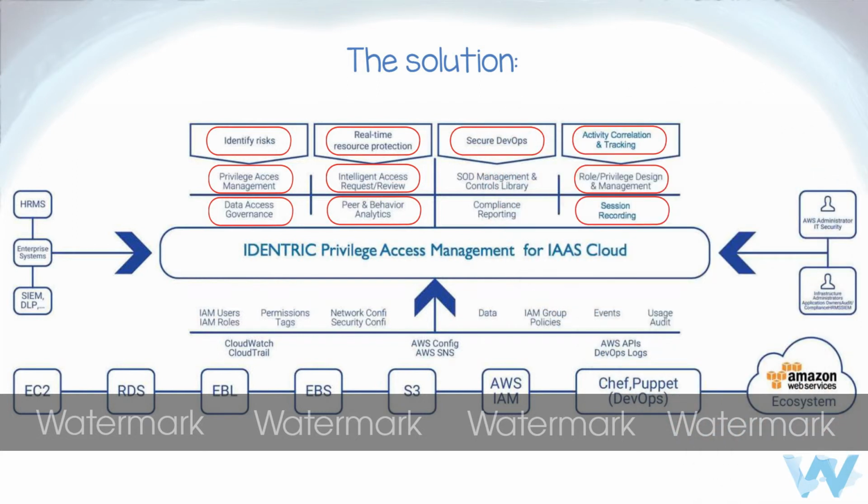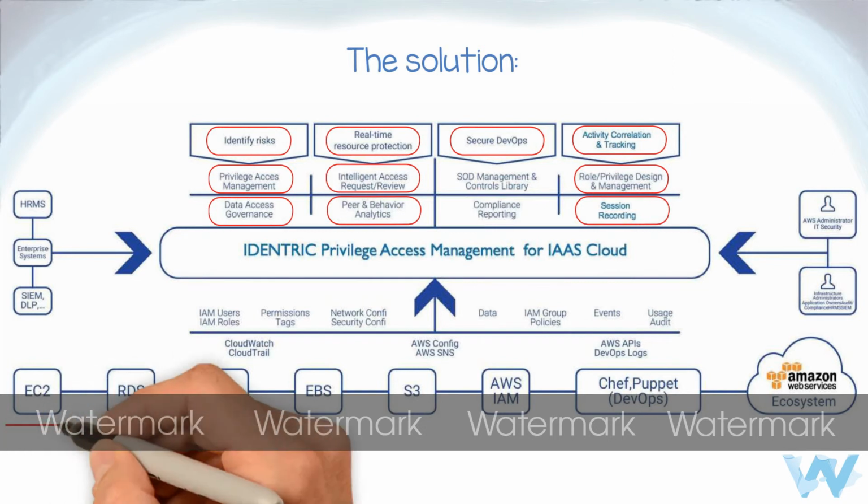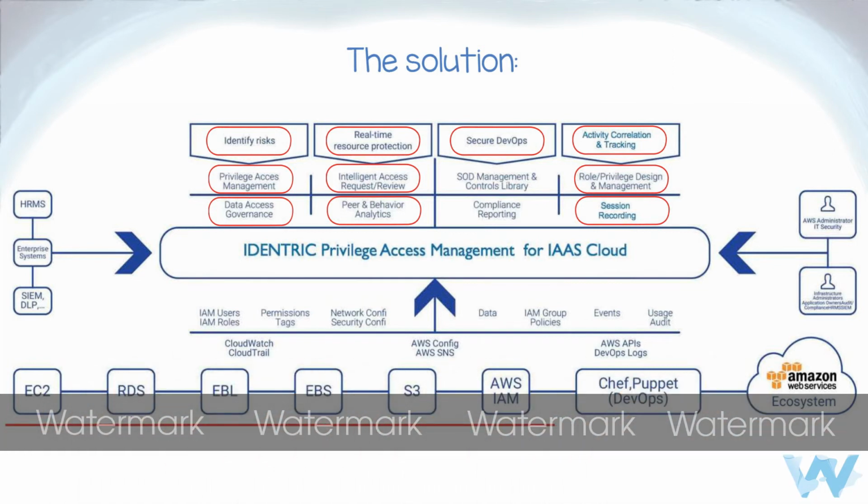Secure DevOps pipeline. And lastly, infrastructure services are not used in a siloed manner for cloud privileged access. Rather, they are used with DevOps tools, which are privileged in nature. So Identric thereby integrates with such DevOps tools, including Chef, Puppet, etc., to do complete privileged access governance and monitoring of these tools.